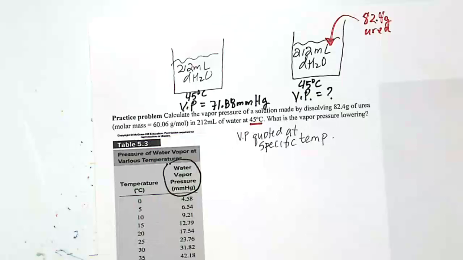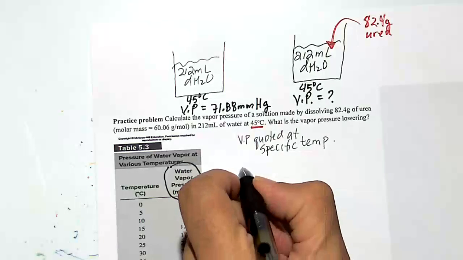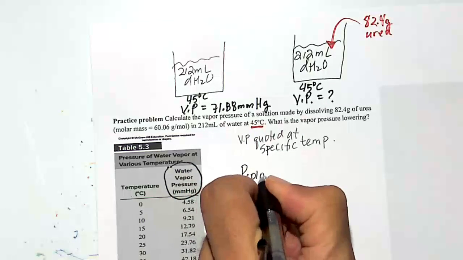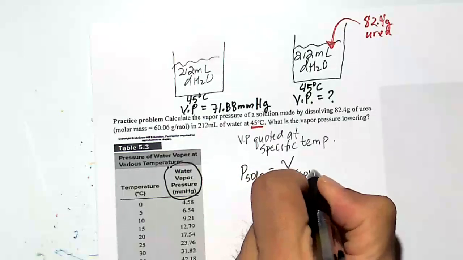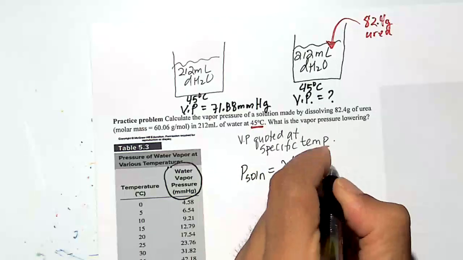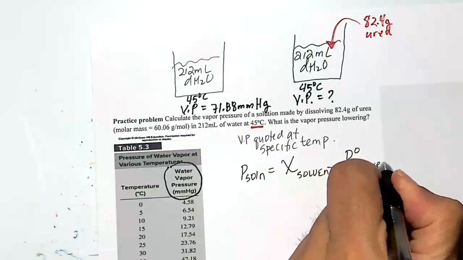So this is what we're trying to find here. Okay, so the equation, which I'll give you on the exam, is the new vapor pressure of the solution is going to equal the mole fraction of the solvent (this little cursive X) times the vapor pressure of the solvent by itself.